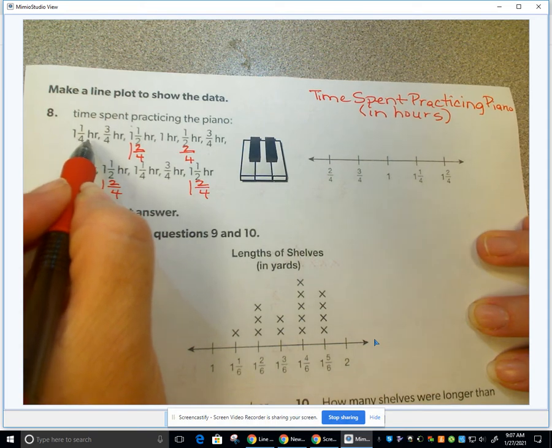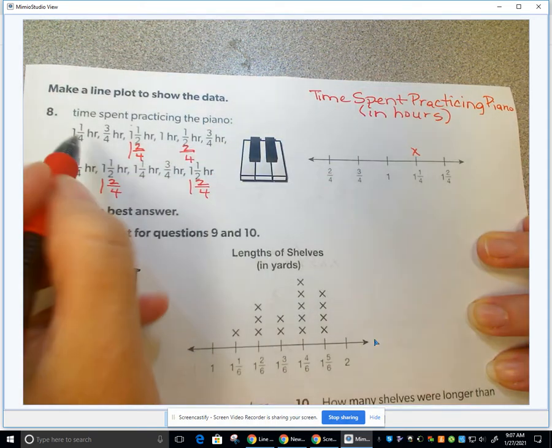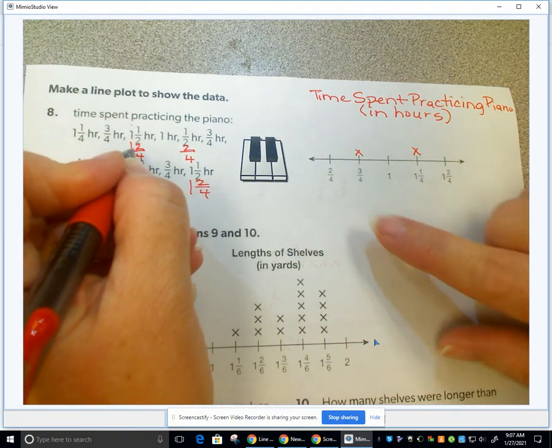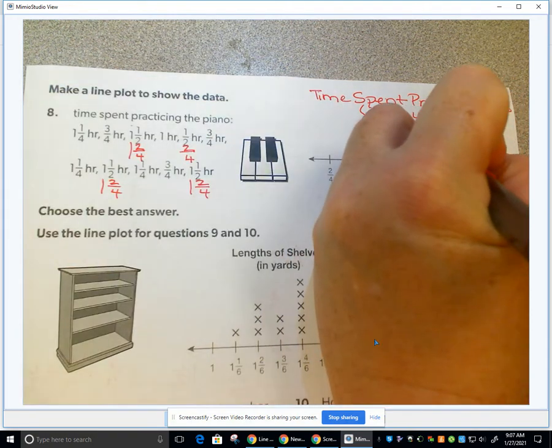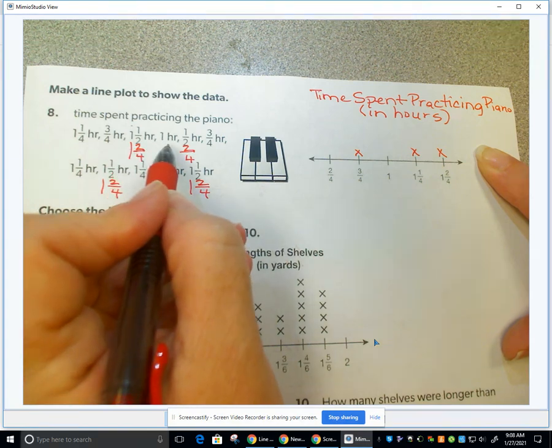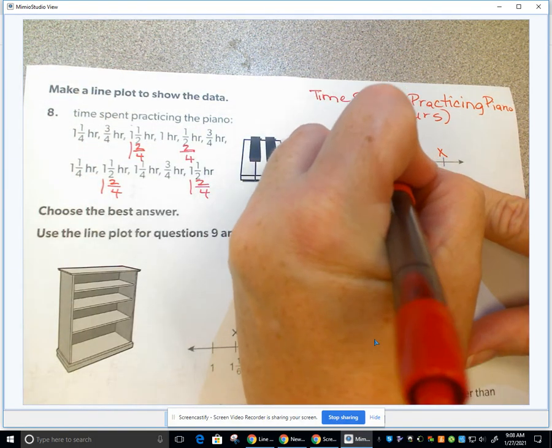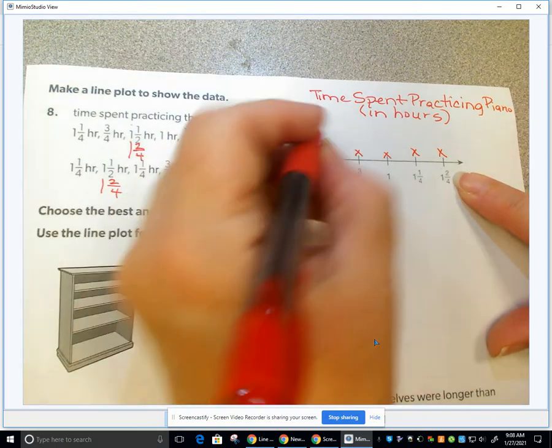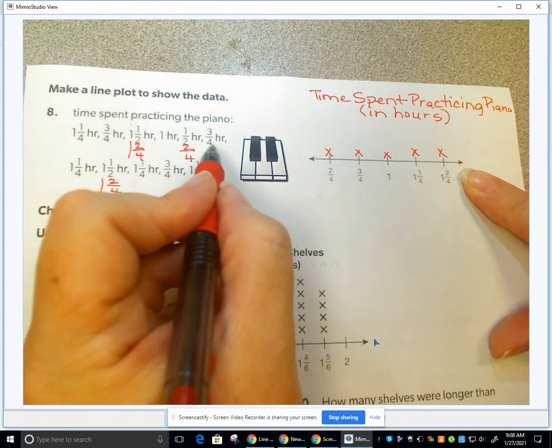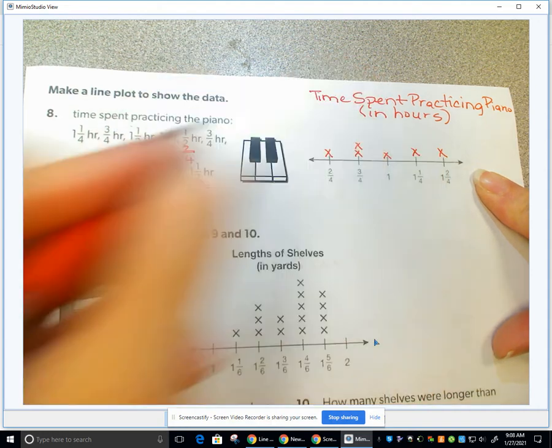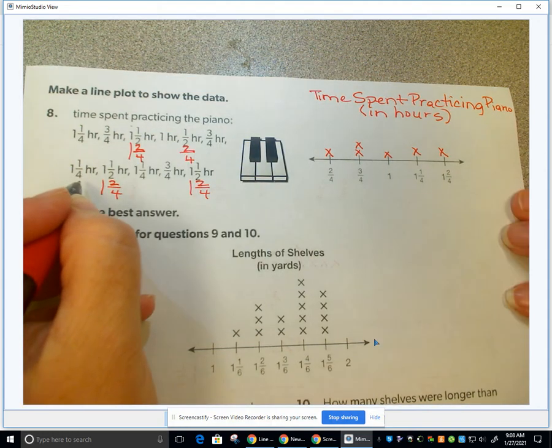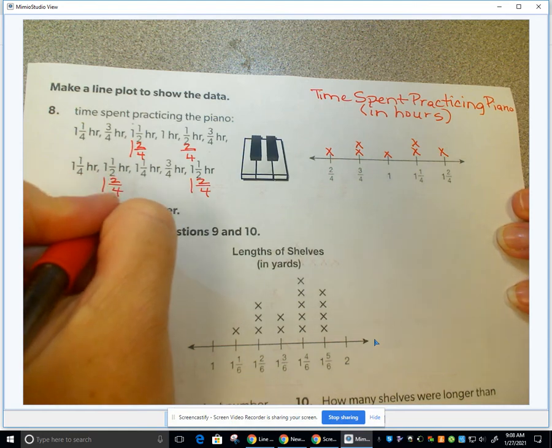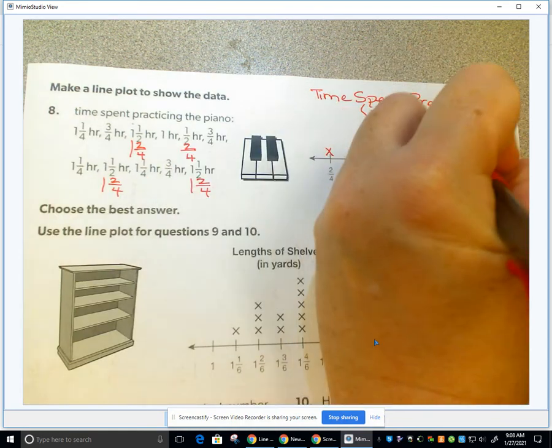Okay, 1 1/4 goes here. 3 fourths here. 1 1/2, which is 1 2 fourths here. 1 whole hour. They gave us 1 whole here. That was easy. A half hour, which is 2 fourths. 3 fourths. 1 1/4. 1 1/2, which is going to be 1 2 fourths.